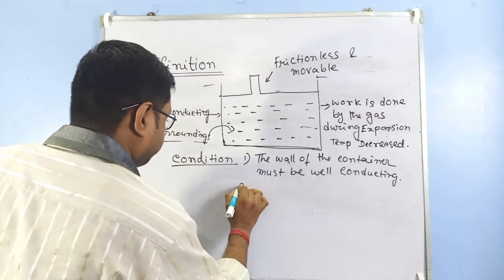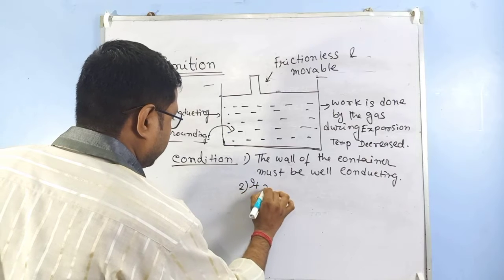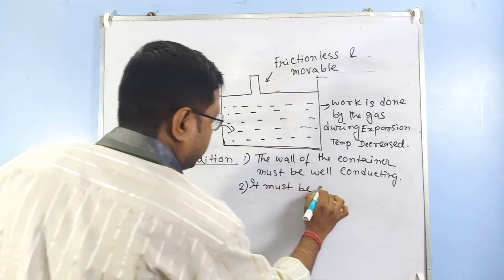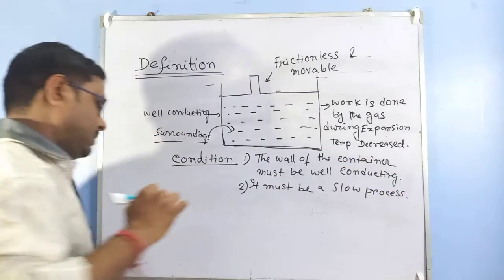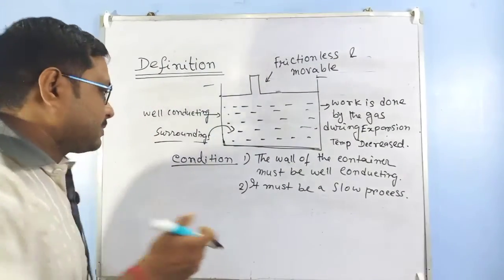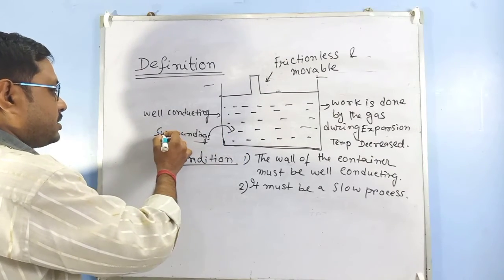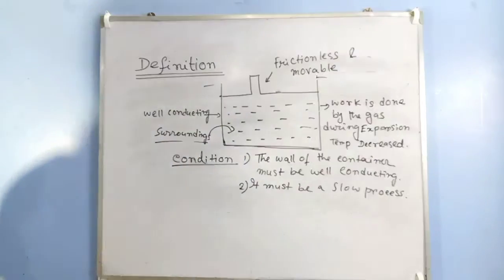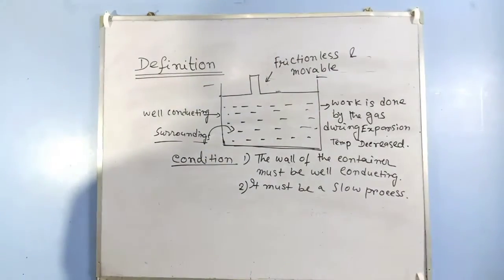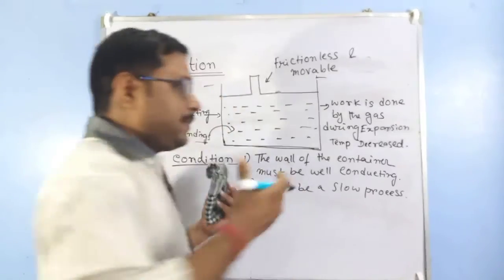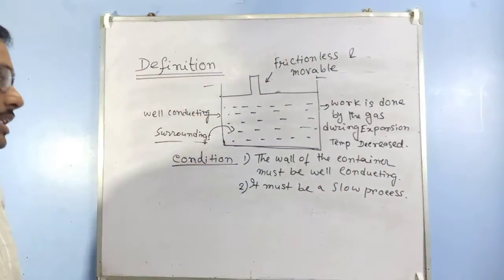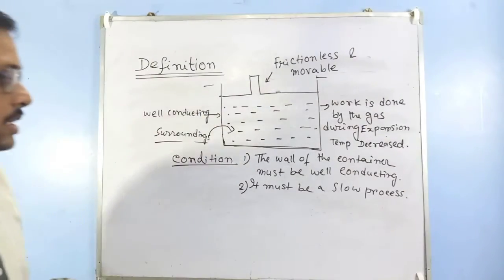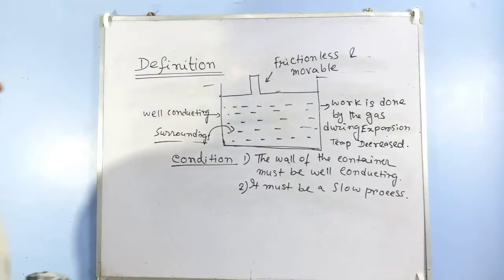And number 2, it must be a slow process, because it is necessary to have sufficient time to transfer heat from the gas to the surroundings or from the surroundings to the container of the gas, so that the temperature remains constant. This cannot be done very quickly. So it must be a slow process to maintain the constant value of the temperature. This is the second main condition of isothermal process.